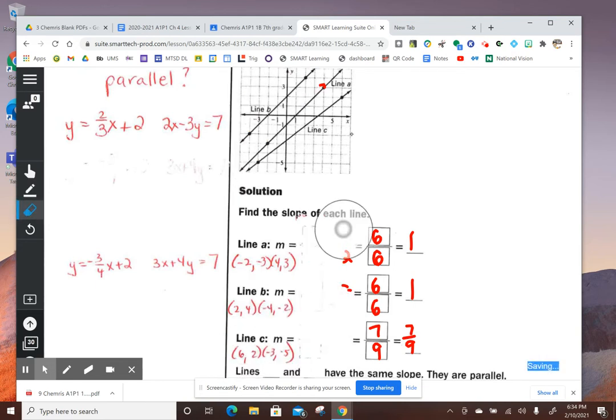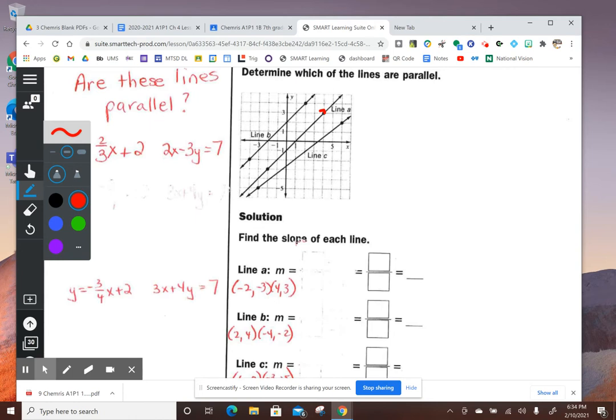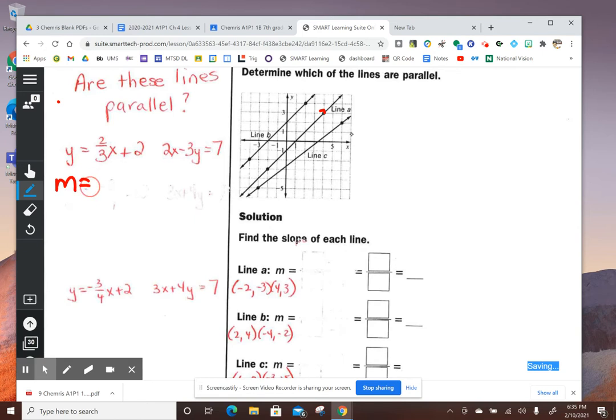Now, I also want to show you that sometimes you might be asked, are these lines parallel? They're not graphed, they're just equations. So how would I determine if these 2 lines, when graphed, would be parallel? Well, I have to compare the slopes. So it's really easy for me to get the slope for this first one because it's 2/3 because it's in slope-intercept form.